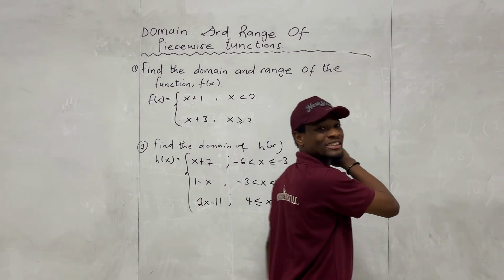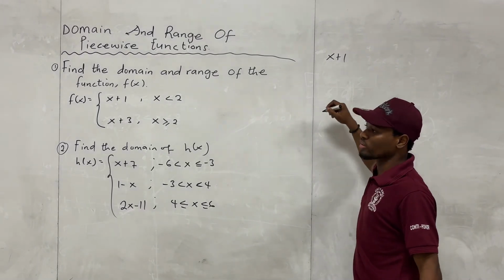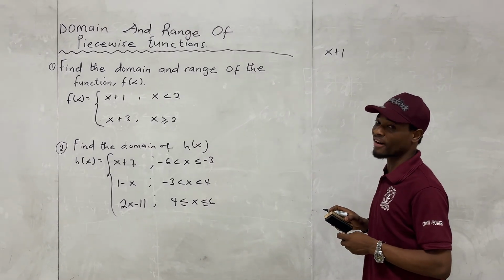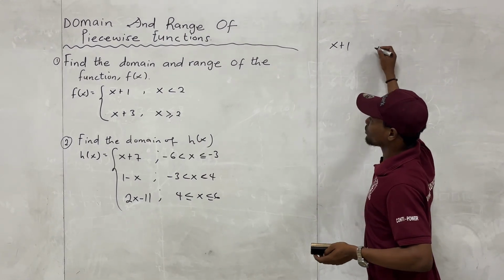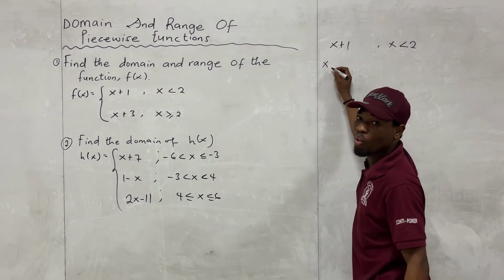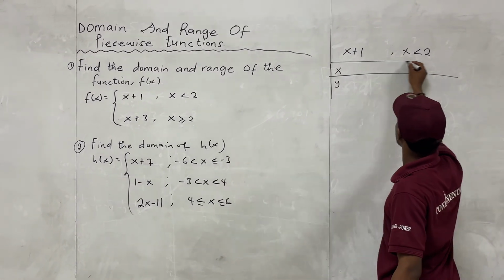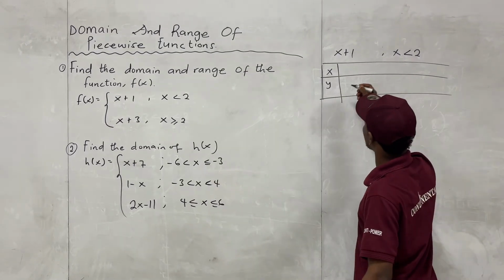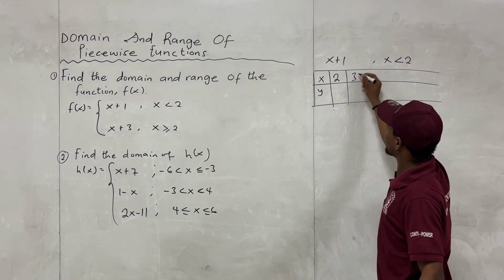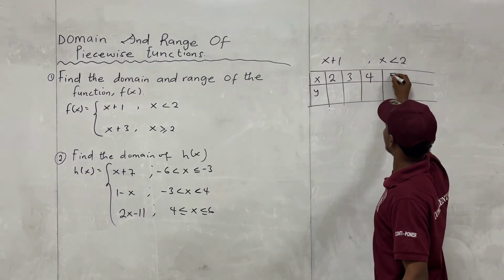So I have x plus 1. Since I want to graph, I will need my x coordinates and my y coordinates, right? Good. So the interval is x less than 2. So I have x then y. This way. So if this is 2, let's say 3, let's say 4, let's say 5.